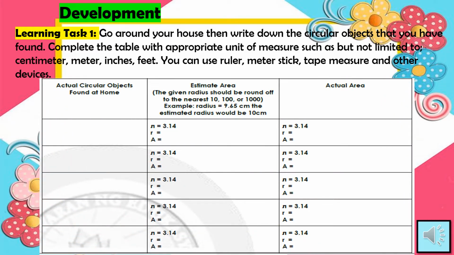So we have the actual circular objects found at home in the first column. And then in the second column, we have the estimated area. The given radius should be rounded off to the nearest 10, 100, or 1000. Example, if the radius is 9.65 centimeters, the estimated radius would be 10 centimeters. And then we will also find the actual area.